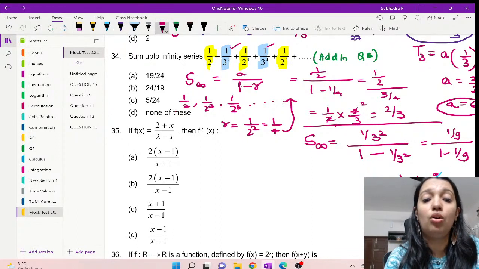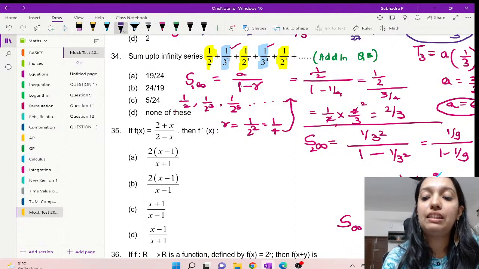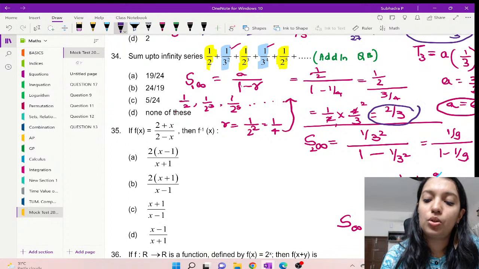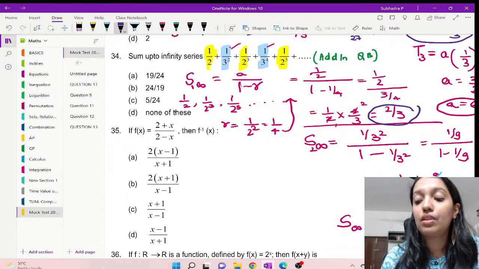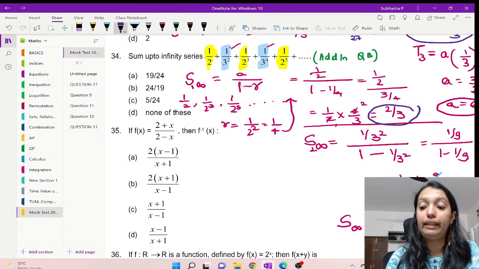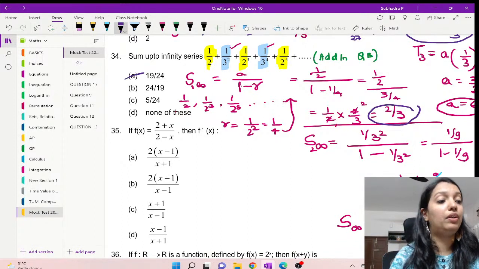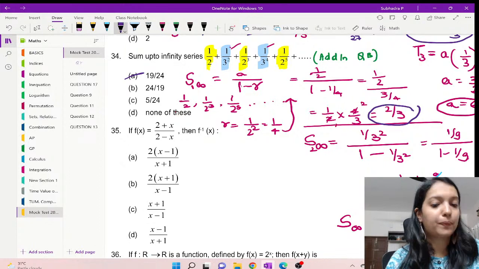Are we done? No. This is S1. This is S2. So I want the combined. So S infinity is equal to, what is the first answer I got? 2 by 3. What is the second answer I got? 1 by 8. So it is 2 by 3 plus 1 by 8. Take the LCM. 16 plus 3 divided by 24. So your answer is 19 divided by 24. 19 by 24, option A.